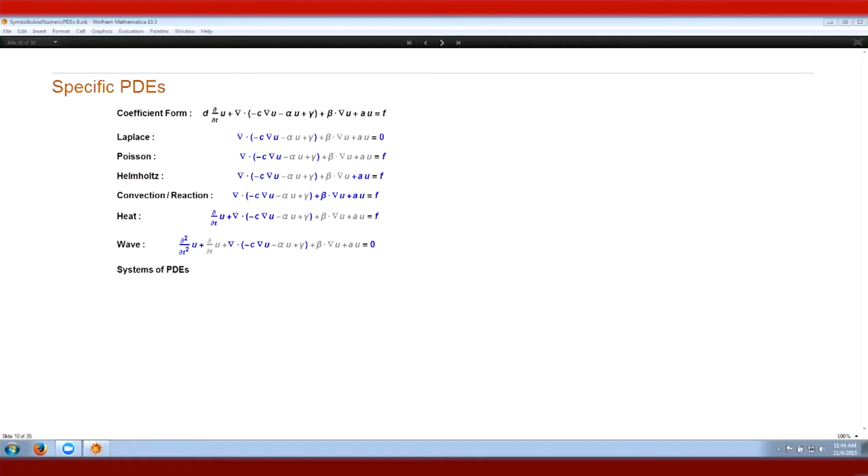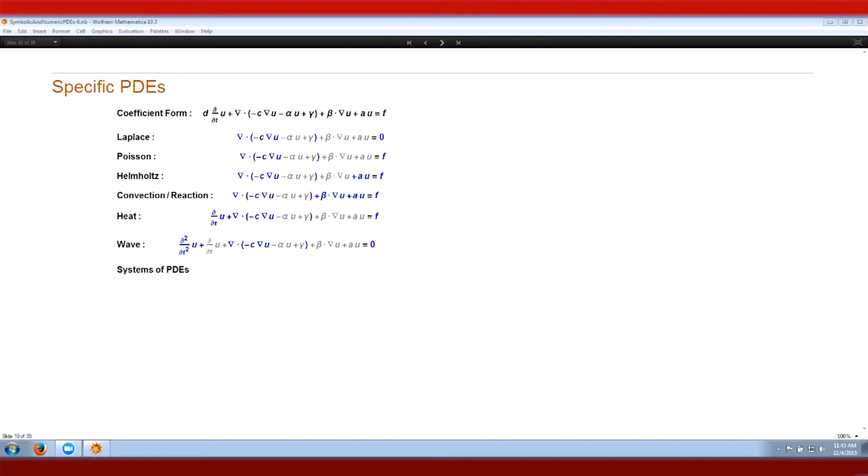Let's discuss the specific PDEs that can be solved with NDSolve or NDSolveValue. The coefficient form is the most generic PDE that can be solved. It has a first-order time derivative and several different spatial derivatives. If one looks at specific equations, for example, the Laplace equation, then the coefficients that are active are highlighted in blue. In the Laplace case, c is set to 1 and f is set to 0. A Poisson type equation differs only in that the right-hand side f is not 0, but a specific value.